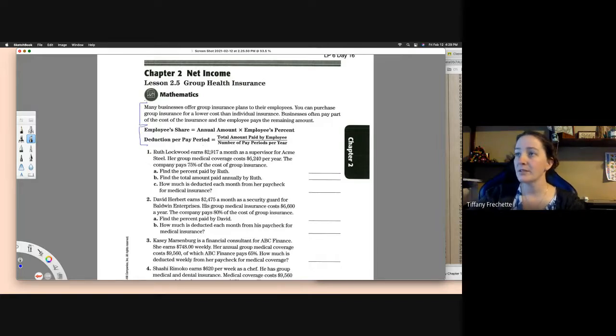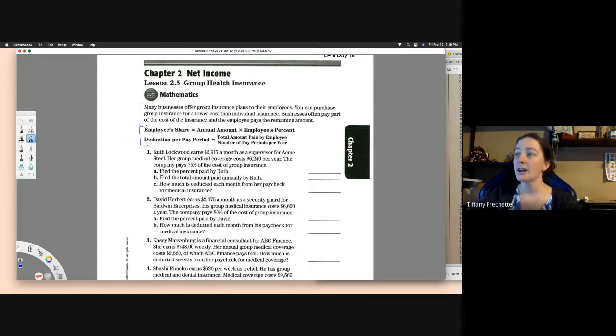So we always have the little summary, what was this about? And then we get some formulas here. So let's look at this. Many businesses offer group insurance plans to their employees. You can purchase group insurance for a lower cost than individual insurance. Businesses often pay part of the cost of the insurance, and the employee pays the remaining amount.